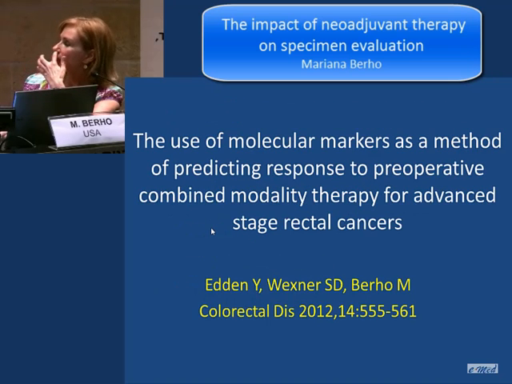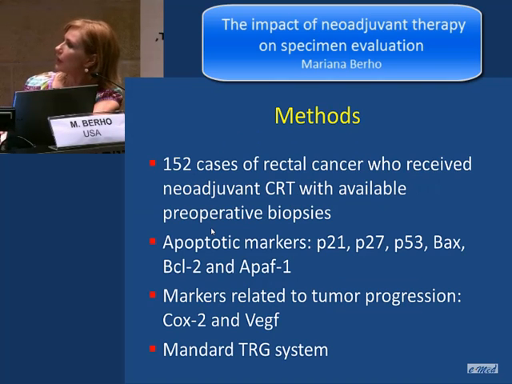So we did a study with our own Yair Eden, trying to find molecular markers that could be used to predict response to neoadjuvant chemoradiation. We collected 152 cases of rectal cancer. We had many more, but we didn't have the preoperative biopsies in many of them.